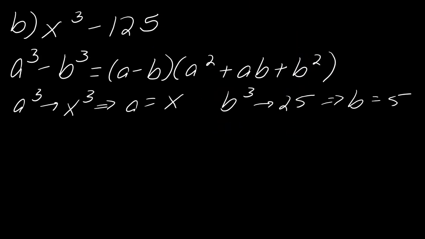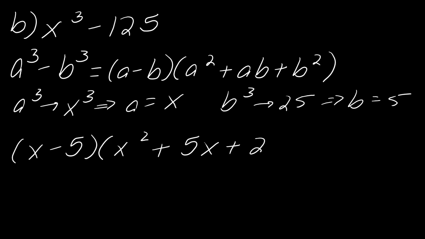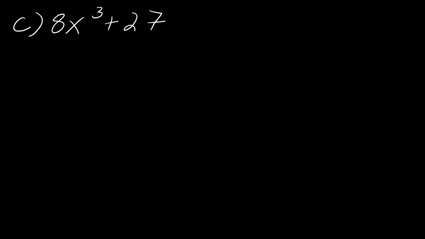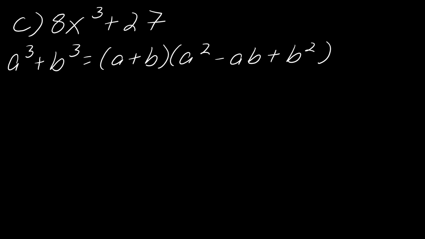So plugging everything in now. This is going to be x minus 5, x squared plus 5x plus 5 squared, which is 25. Okay, so let's try that again. I've got just 2 more examples here just to make sure that we've really got it. So if you feel like you're doing okay with this, I'd strongly recommend, even if you feel like you're not doing okay with this, I think you should still try this on your own. So I am going to just write down that formula one more time. So give it a go. Hit play when you think you've got it.